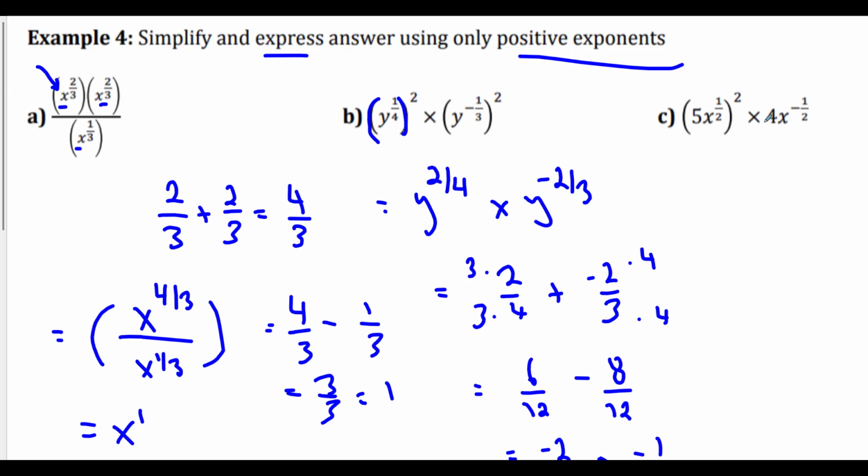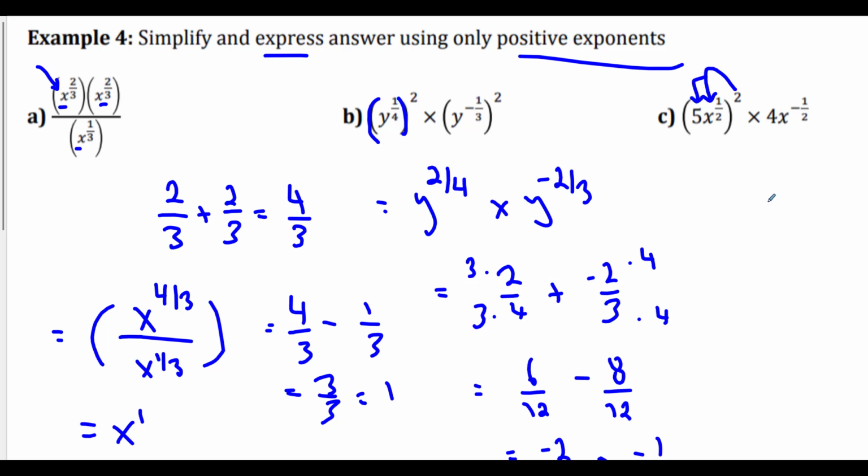All right, final example here is example C. Here we have a combination of things. We have that 2. And if you don't know anything about brackets, let me tell you something. Brackets basically apply whatever is outside the bracket into every single thing inside that bracket. So that includes exponents. So this exponent is applied to the x term, but also the 5 term.